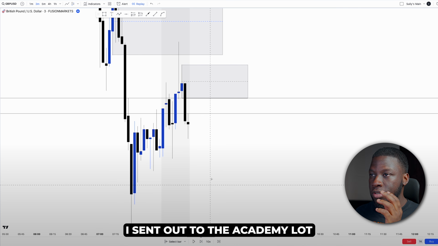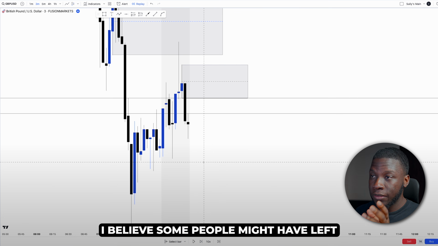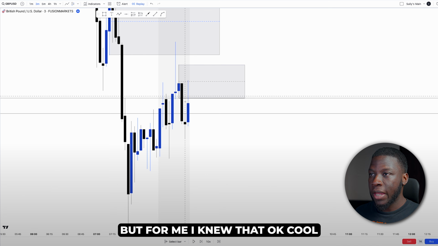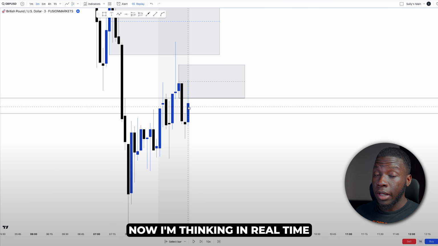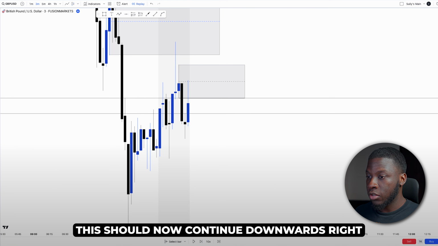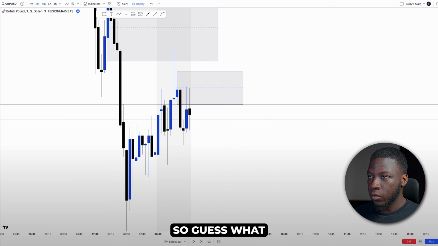And this was a trade I sent out to the academy lots. I believe some people might have left and panicked when they were in this trade. But for me, I knew that, okay, cool, price is going to go back up there. Now I'm thinking in real time, this should now continue downwards, right? But they didn't want to yet. So guess what? Price is still playing around.